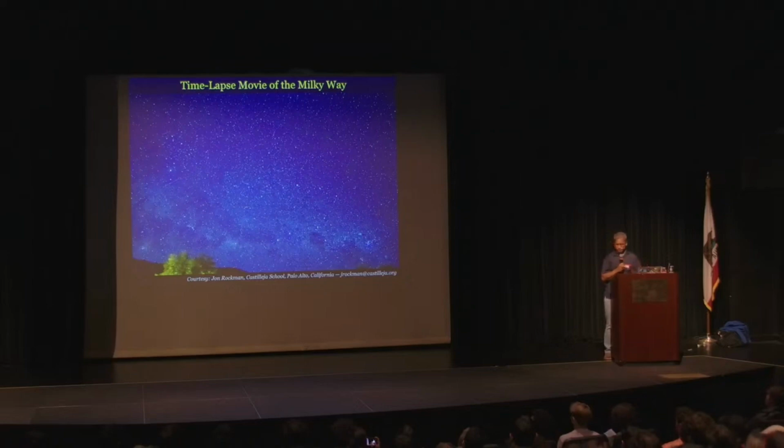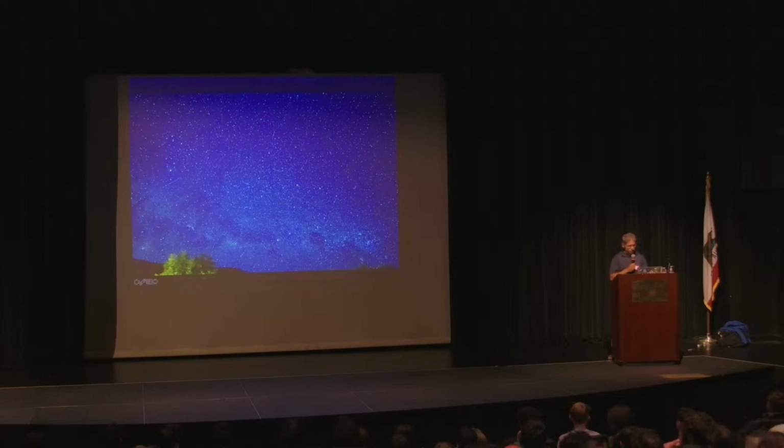All right. So, I work on galaxies, and what I'm about to show you is a time lapse of our Milky Way galaxy. And you can see the Milky Way galaxy sort of as a band of light and patches of darkness, clouds of gas and dust, across the bottom there. And this is not a single shot. It's actually a time lapse taken by my friend John Rockman, a physics teacher at Castellea School. So I'm going to remove the label. You can see what this looks like.